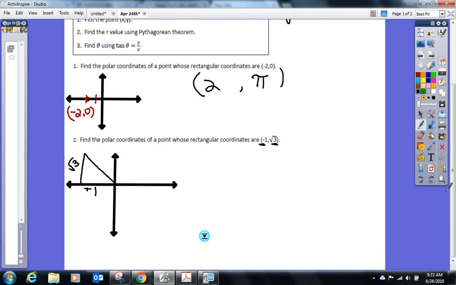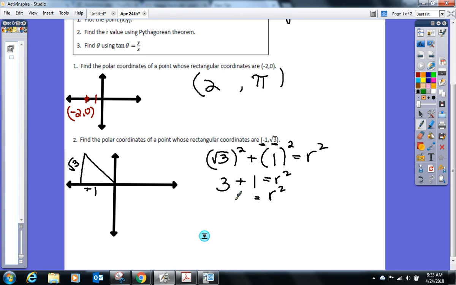So what do you think I'm going to do to find it? Pythagorean theorem. Okay, so to find your r value, we're going to do Pythagorean theorem. So radical 3 all squared plus 1 squared equals, you can put c if you want. I'm going to put r because that's what we're finding, r squared. That's your r in the polar grid. All right, keep helping me here. Radical 3 squared, 3, plus 1 equals r squared. R squared equals 4.